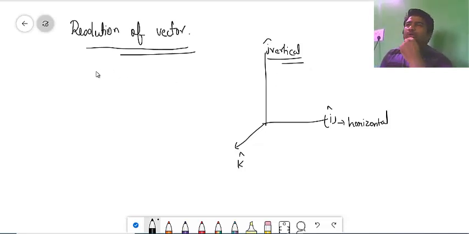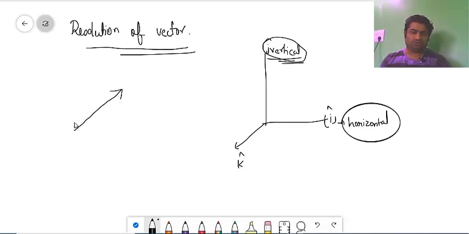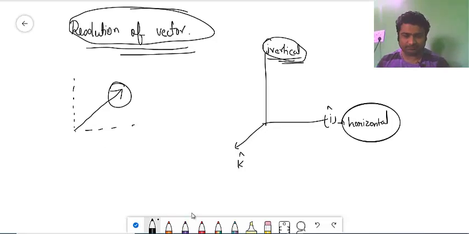Okay. Now, in resolution of vector, if there is any vector which is neither vertical nor horizontal, simply meaning if this is a vector, it is neither vertical nor horizontal, then using this process, called resolution of vector, we can convert this vector into a horizontal part and a vertical part. Now how to do this? Let's see.